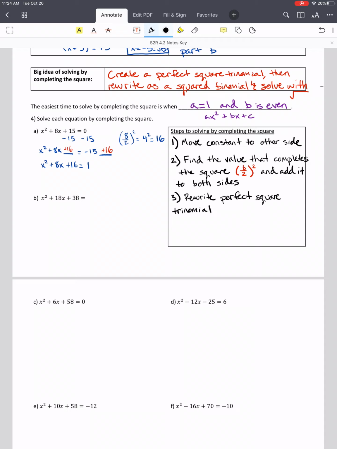So you've just created a perfect square trinomial. And so we're going to rewrite it as a squared binomial, and just as a reminder, that's x plus b over 2, and then you're going to square that. So this x squared plus 8x plus 16 equals 1 could be x plus, well, I'm going to take my b value divided by 2. 8 divided by 2 is 4.